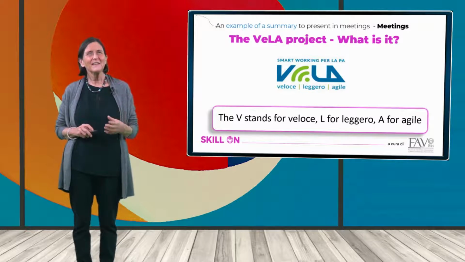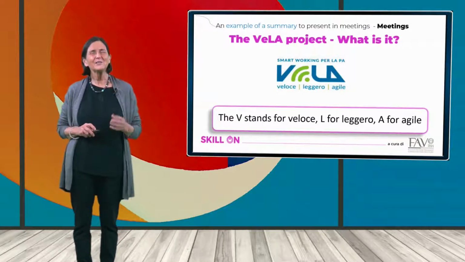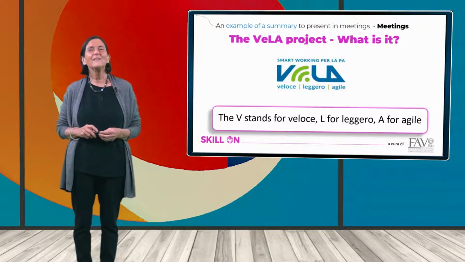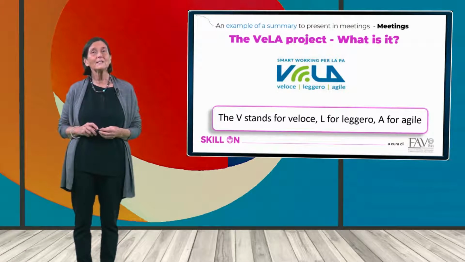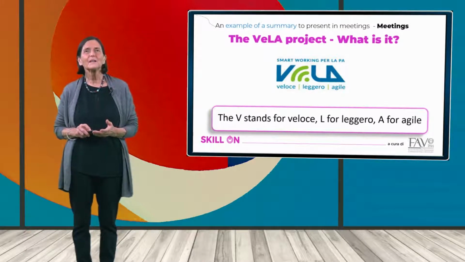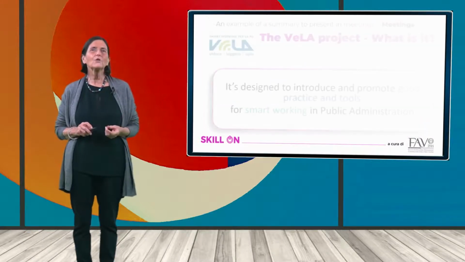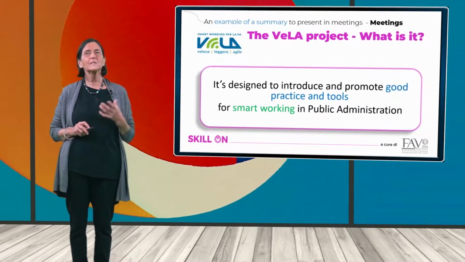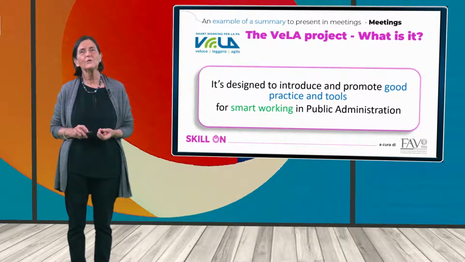used, the connectivity, it's quite smart, I think. And then L for leggero, light, A for agile. So this logo already gives us an idea what Vela is about. So let's have a look at some more expressions as to how you can describe it.